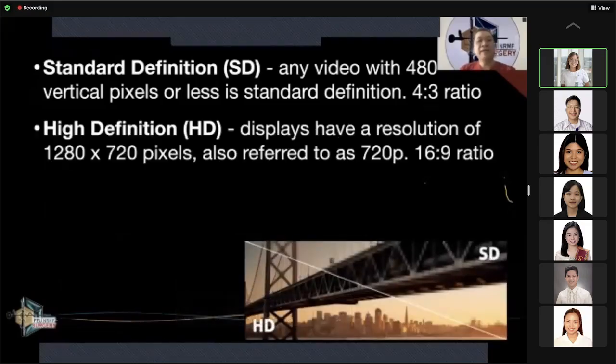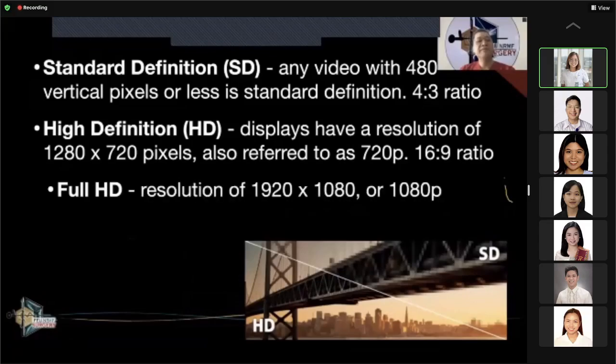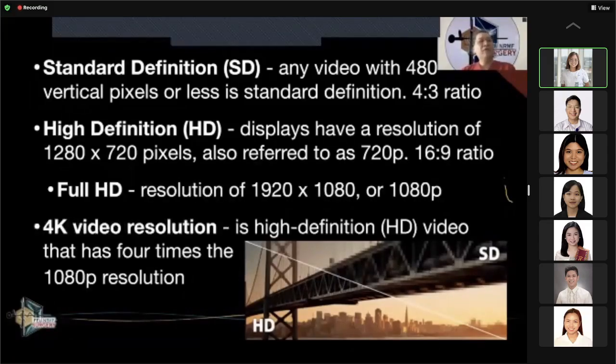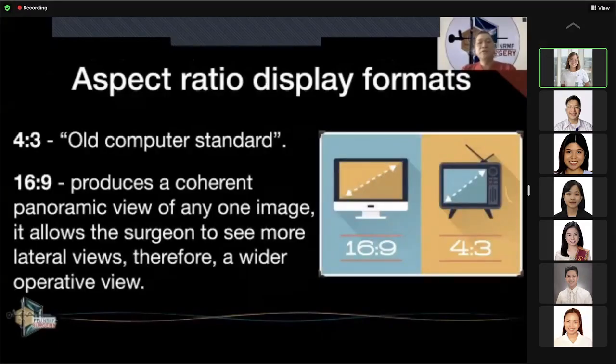Then came the high definition systems. Then we have the full HD, the 4K resolution, all to improve the resolution of your images during laparoscopy. So this is the usual old computer 4:3 ratio. And now we have the 16:9. It's a panoramic view and a clearer image, or clearer video, that you see in your operating theater.